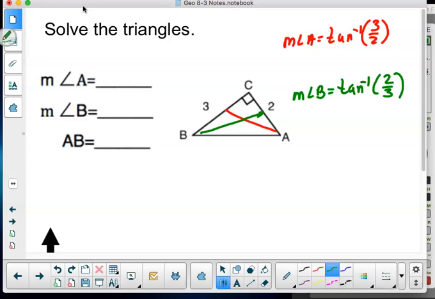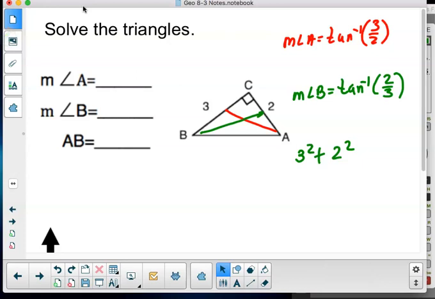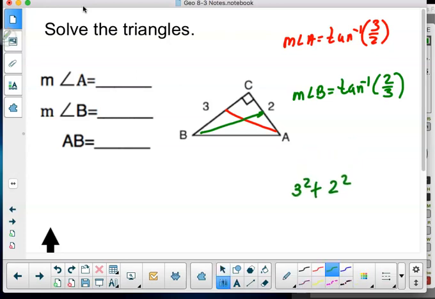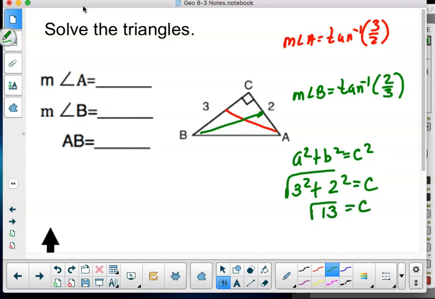Then I've got to find AB. For AB, I'm doing the Pythagorean theorem. So I've got 3 squared plus 2 squared, and I probably should write some stuff out. I've got a squared plus b squared equals c squared, and 3 squared plus 2 squared is equal to c squared. If I take the square root, that's 9 and 4, so the square root of 13 is equal to c. It doesn't say to round anything any particular way, and my c is AB.